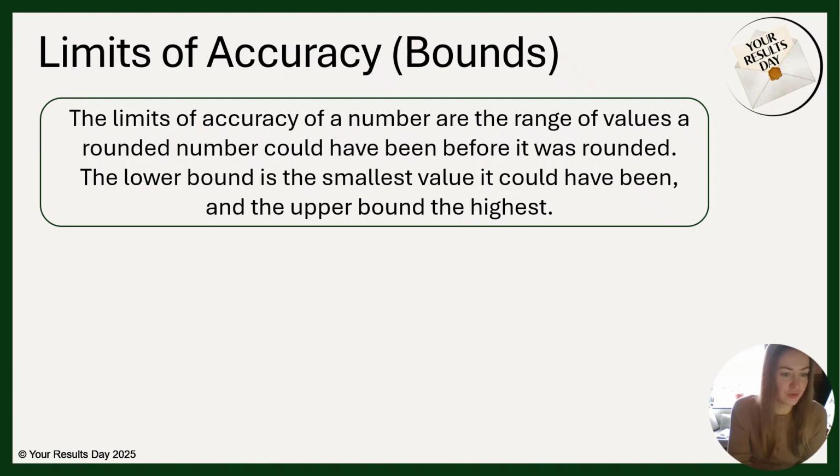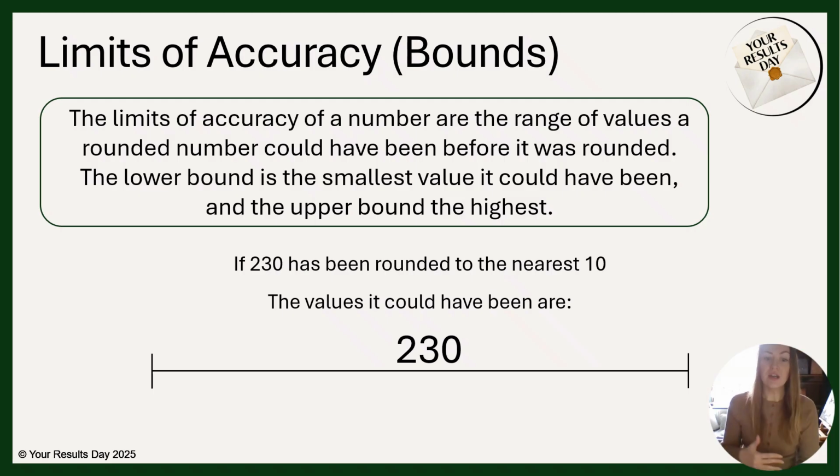Let me illustrate that for you. So all I know is a number has been rounded to the nearest 10 and I got 230 when I did that, but I don't know what the original number was. The limits of accuracy tell me the lowest and highest possible number that could have been in order to be rounded to 230, because obviously not every number will round to 230.